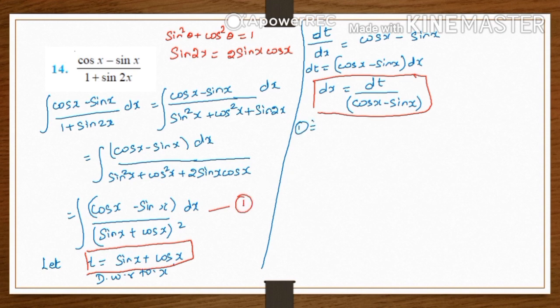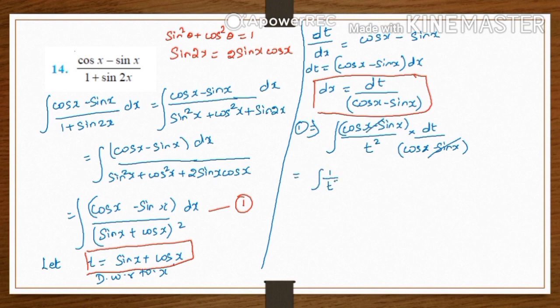So equation 1 implies integral of cos x minus sin x divided by the denominator, which is t square, because we had taken the substitution sin x plus cos x as t, into the dx value, which is dt divided by cos x minus sin x. So these both get cancelled and we are left with integral 1 by t square dt. So t square can be brought to the numerator. So this is equal to t power minus 1 divided by minus 1 plus c. So minus 1 divided by t plus c.